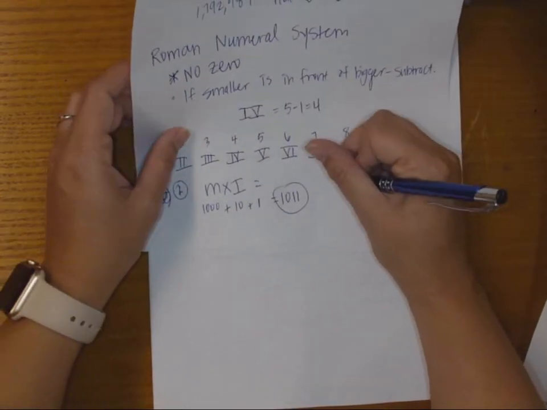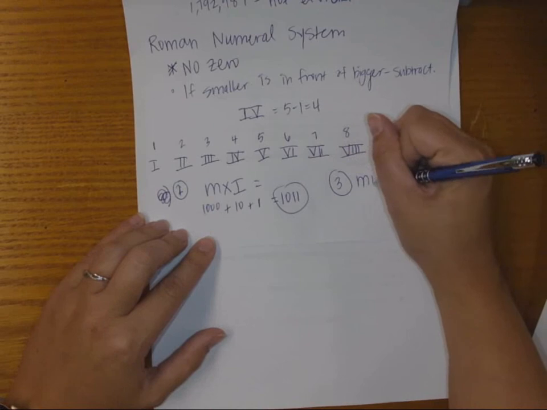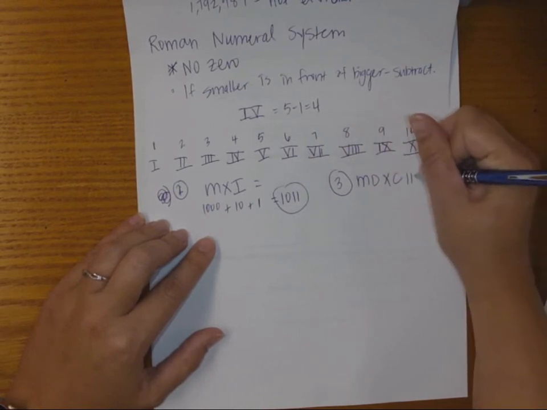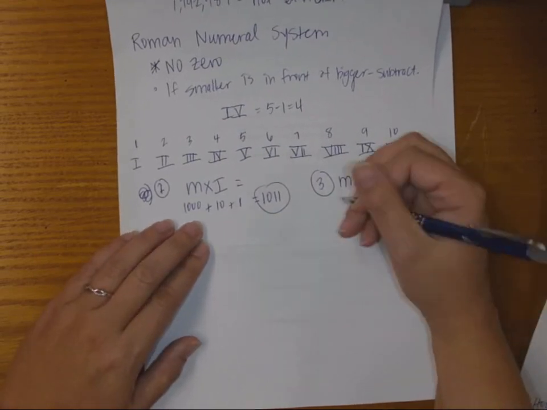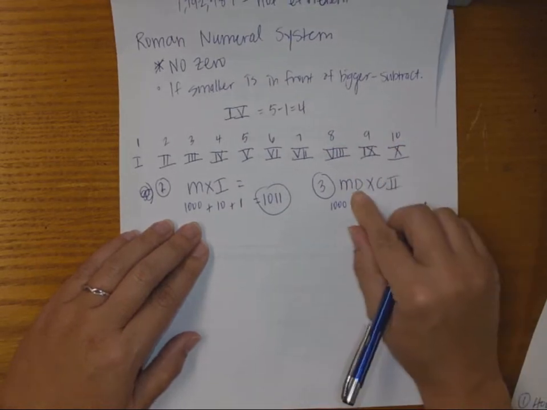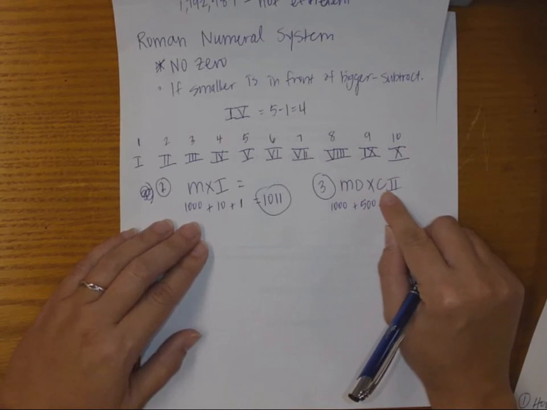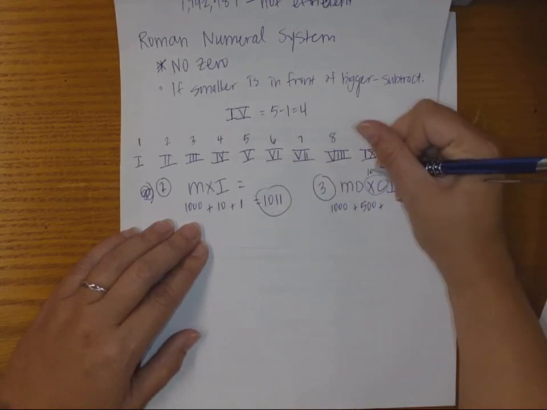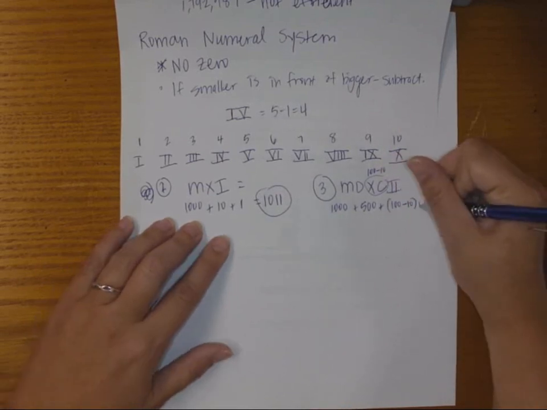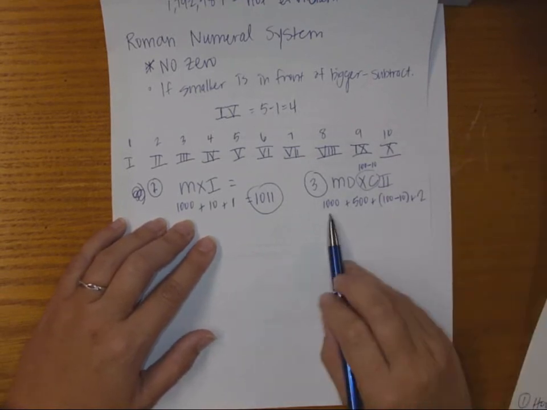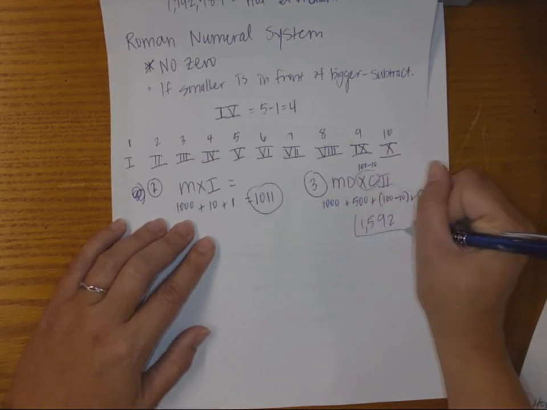Okay, one more. If I had the number MDXCII. So again, M represents 1,000. D represents 500. X represents 10, but C represents 100, and so that's 10 before 100, so that means I have to do 100 minus 10 there. Okay, so 100 minus 10, and then II is 2. So 1,000 plus 500 plus 90 plus 2 would be 1,592.